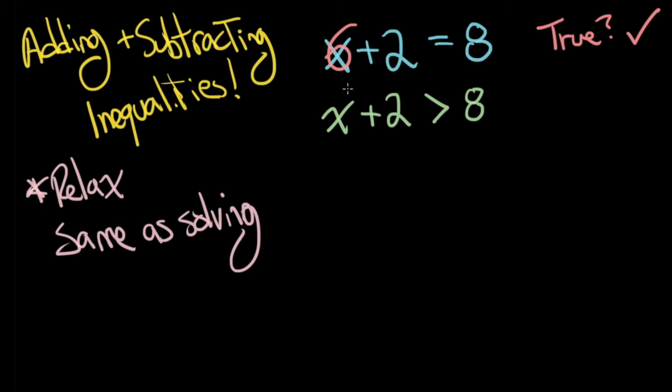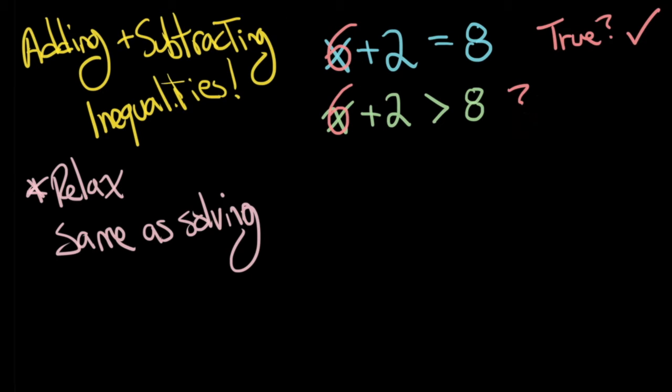Well, could it be 6? This is a trick question. Does this make it true? Nope. Because 6 plus 2 is 8. Is 8 greater than 8? It's not greater than 8. We need to know all the numbers that would make it bigger than 8. So would 6 work? No.